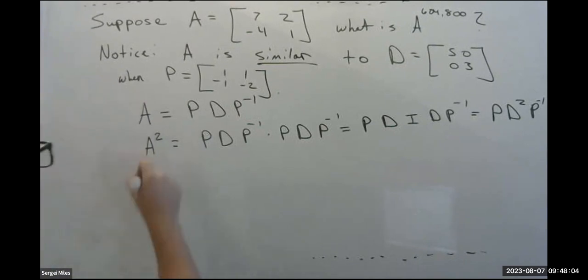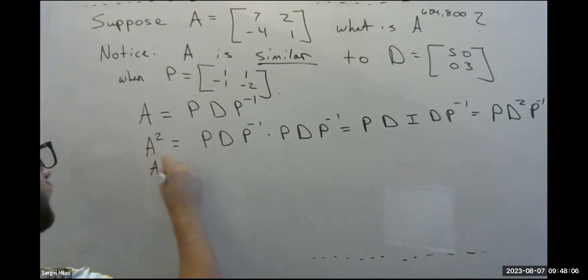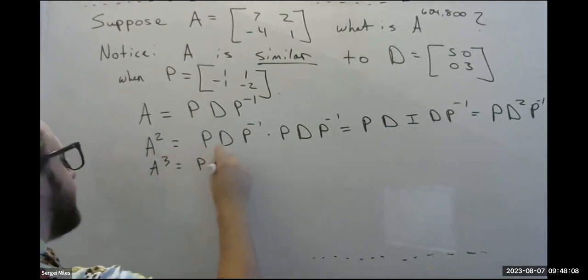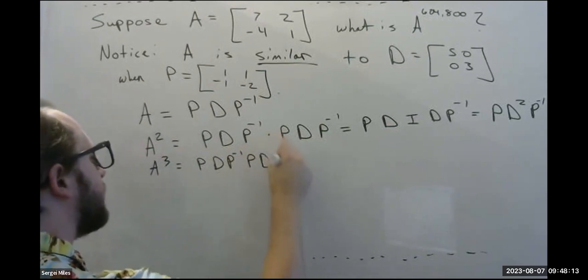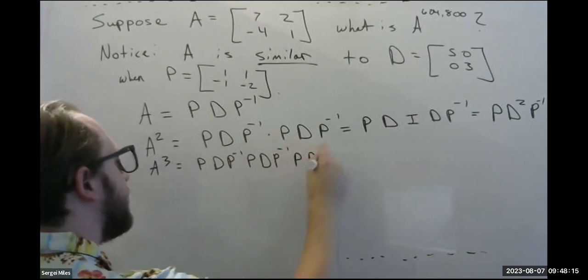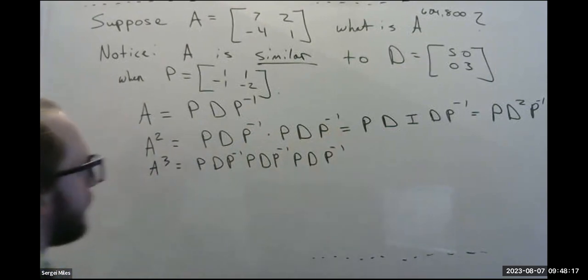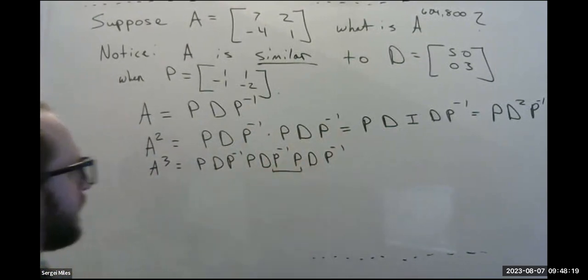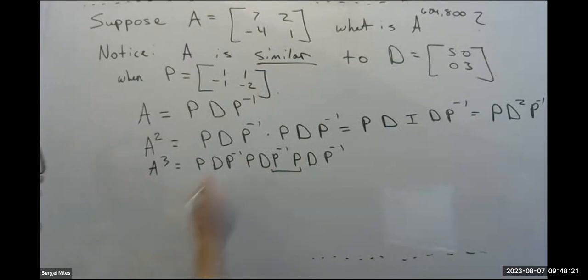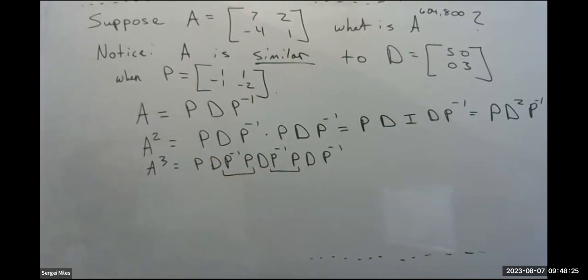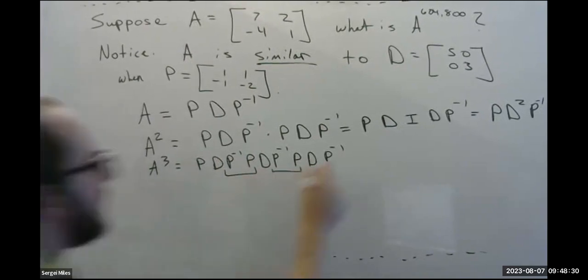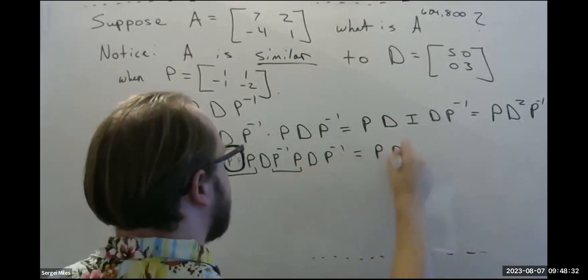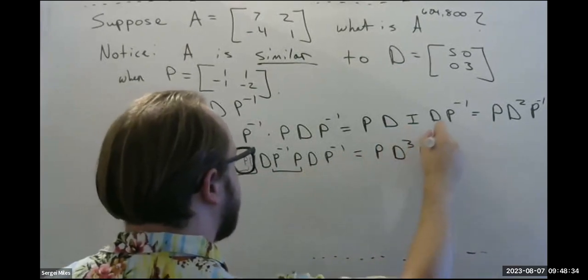In fact, we can check, well, what about A to the third power? Well, this is P D P inverse, P D P inverse, P D P inverse. But again, what happens? P inverse and P will become the identity. P inverse and P will become the identity. What am I left with in the middle? D times D times D. I have P D raised to the third P inverse.